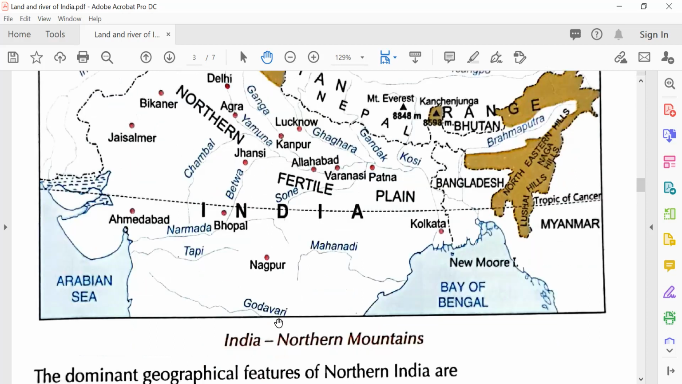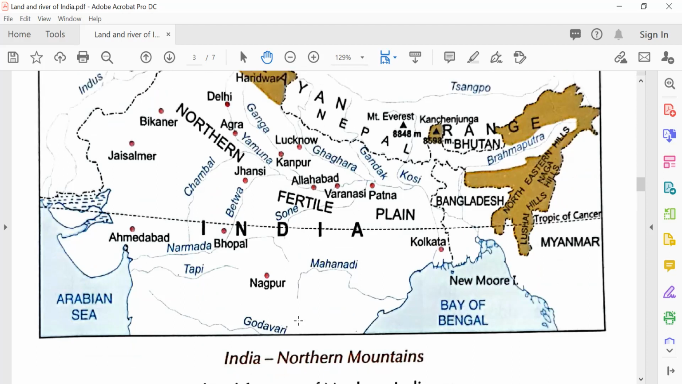What are the rivers of India, if I ask you? Outside India is not. This is the Arabian Sea. We are not talking about the sea. We are not even talking about oceans. We are talking about the rivers of India. So what are the rivers of India?